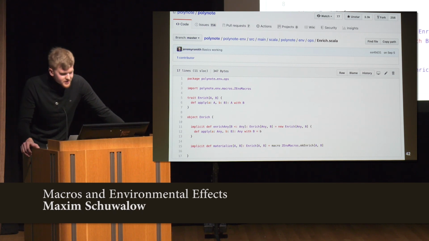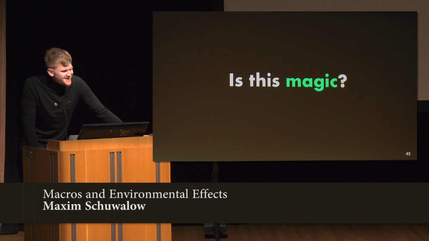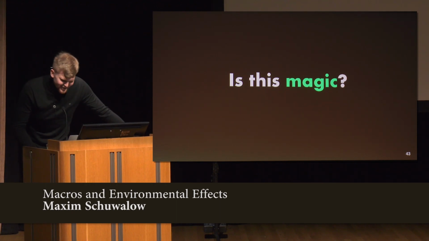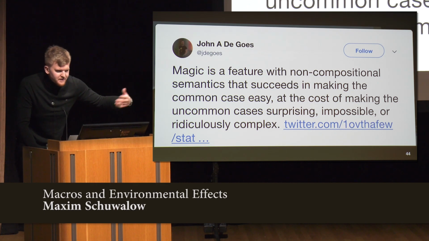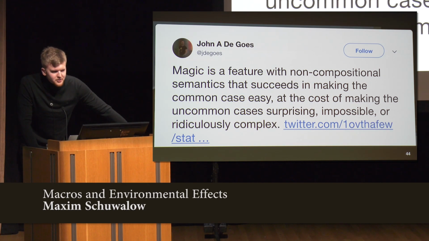And the last thing I want to discuss is this: magic. Is this a magical library? As usual with such questions, you consult the most important authority, Twitter, and dig out a blog post by John De Goes. Magic is a feature with non-compositional semantics. It succeeds in making the common case easy, at the cost of making the uncommon cases surprising, impossible, or ridiculously complex. Given this definition of magic, I would argue that this library, even though it's heavily based on macros and does things that are normally impossible in Scala, is not actually magic, because it offers very compositional semantics, and given just this one primitive, Mix, you can build very interesting stuff on top of it.